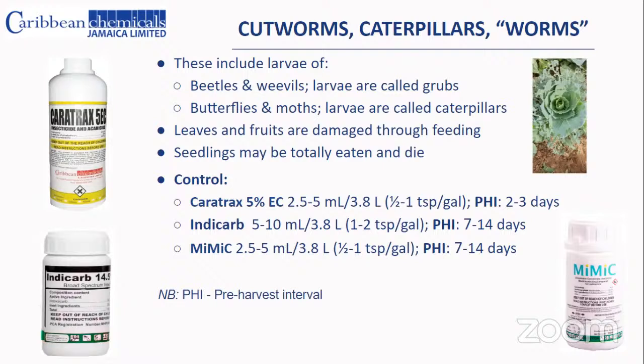So you want a product that, once it comes in contact with the plant surface or any part of the produce, once they consume it or pass through it or touch it, then they will be controlled. So Caratrax, Indicar, and Mimic are such products. They are contact products, and therefore provide that rate of control.